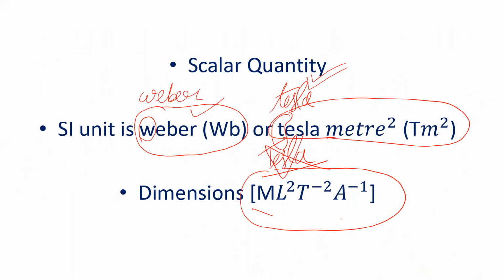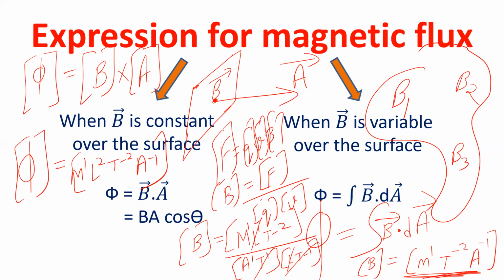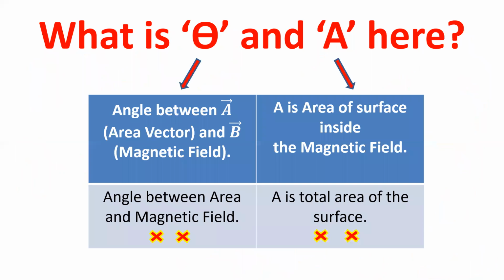These are the dimensions: M^1 L^2 T^-2 A^-1. So that's how we arrive at dimensions. That's the basic formula of B dot A for magnetic flux in the constant case and in the variable case. Now we'll have a deep understanding of what A exactly means here. Does it mean the whole area, or does it mean something else specifically in the case of magnetic field? Let us look at that.